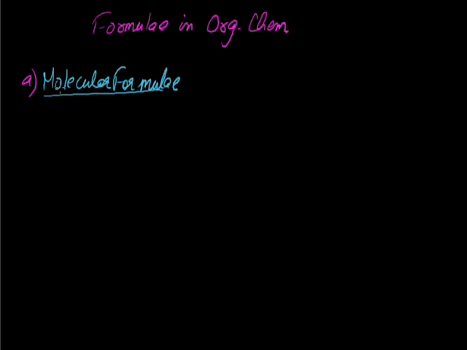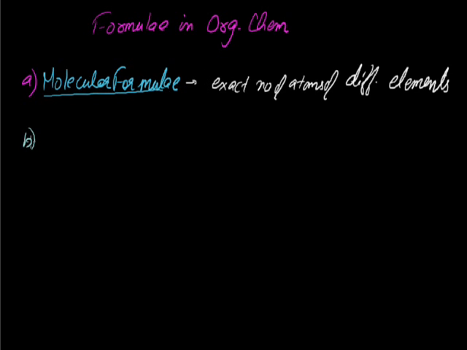Today we'll be discussing the terminologies related with the formulae in organic chemistry. The first kind of formula that we study is molecular formula. Molecular formula tells us the exact number of atoms of different elements present in a compound. The next one is empirical formula. Empirical formula is the simplest ratio of number of atoms of different elements in a compound.